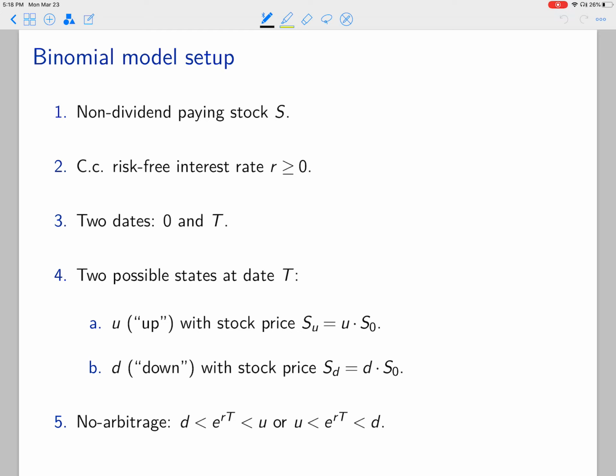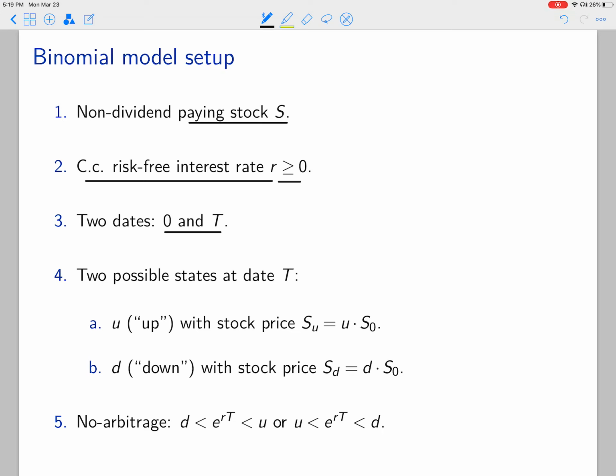Our setup is going to be mostly the same as usual, albeit with a few slight changes. We have a non-dividend paying stock, S. The price of this stock today is going to be S0. It's known. And the payoffs are going to be random in the future. We're going to impose some particular structure on them in a second. We have a continuously compounded risk-free rate that's available for lending and investing. This rate is greater than or equal to 0. And we have two dates in the model as always, two dates 0 and t. Okay, date 0 is today, date t is the future. We know everything today, but we don't know about the future.